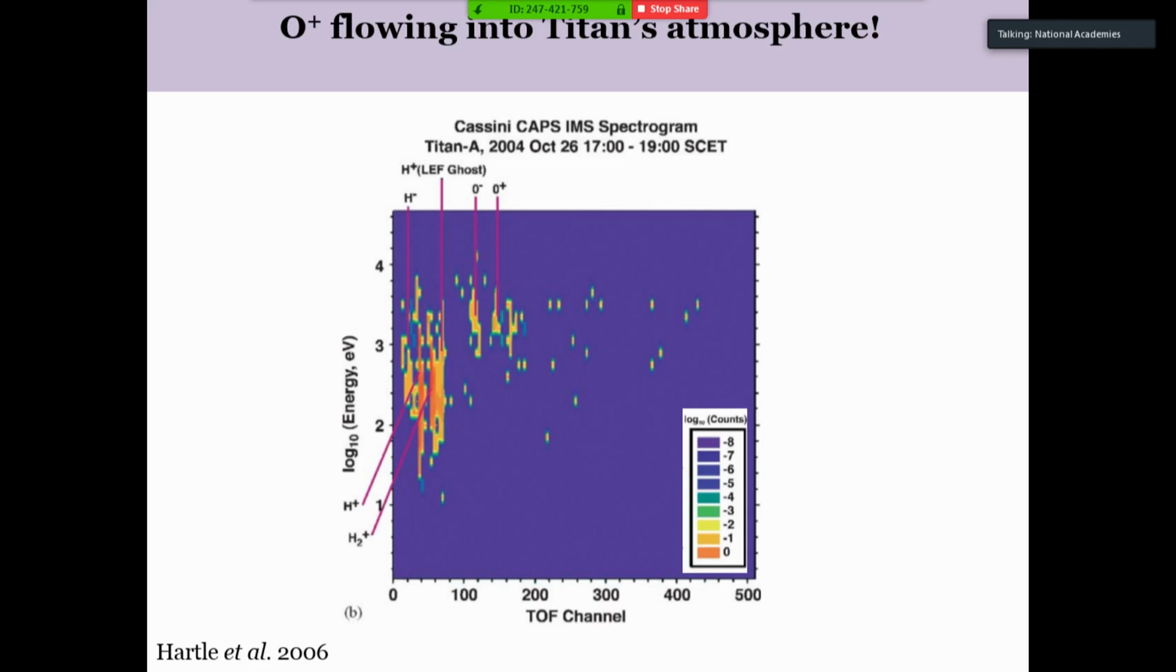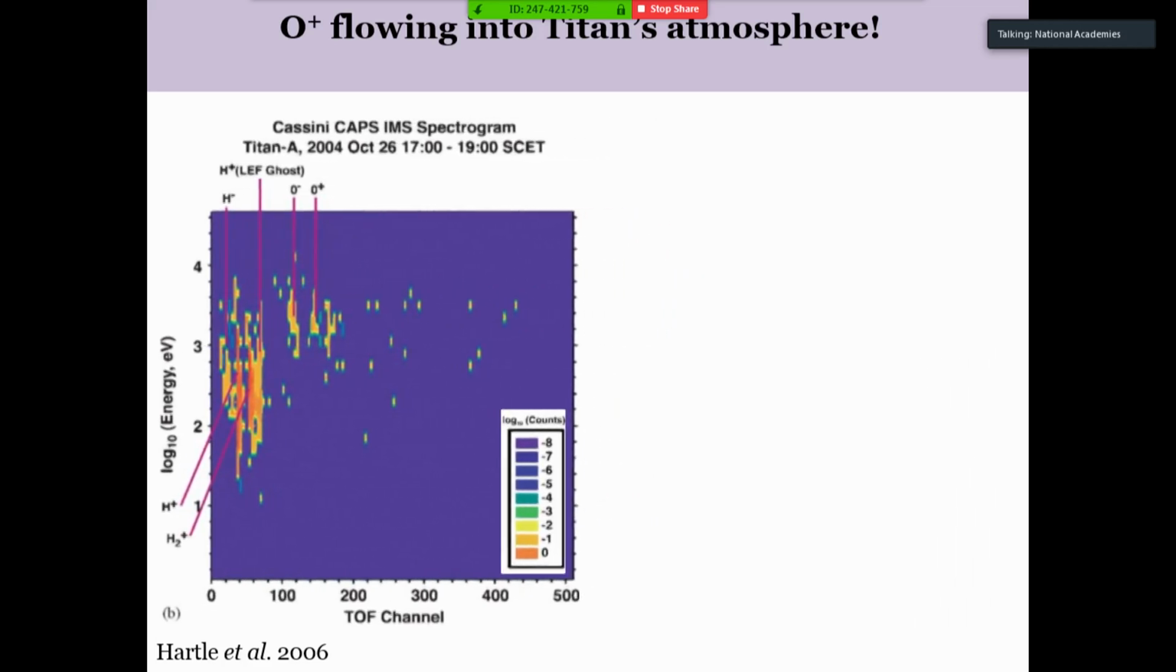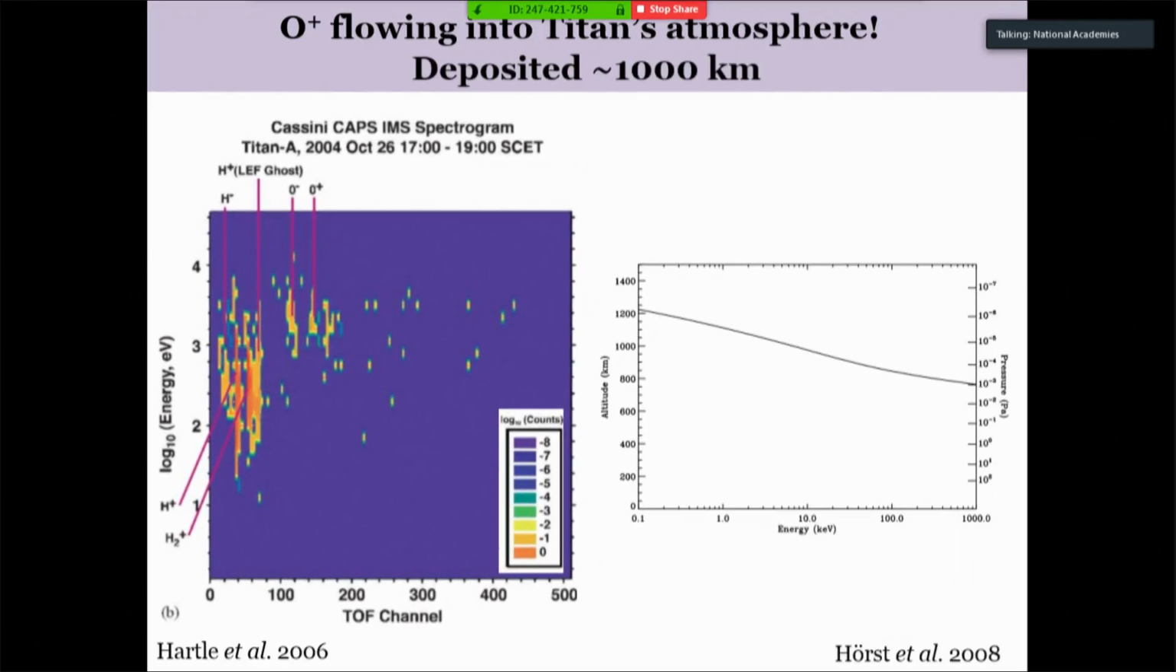Well, it turns out that there's O+ ions flowing into the top of Titan's atmosphere that come from Enceladus, the tiny moon of Saturn that's shooting water out of its south pole. And when we figure out where those oxygen ions are actually deposited, they're deposited in the same region of the atmosphere where these other ions are, so that's interesting, although we don't know what it means yet.